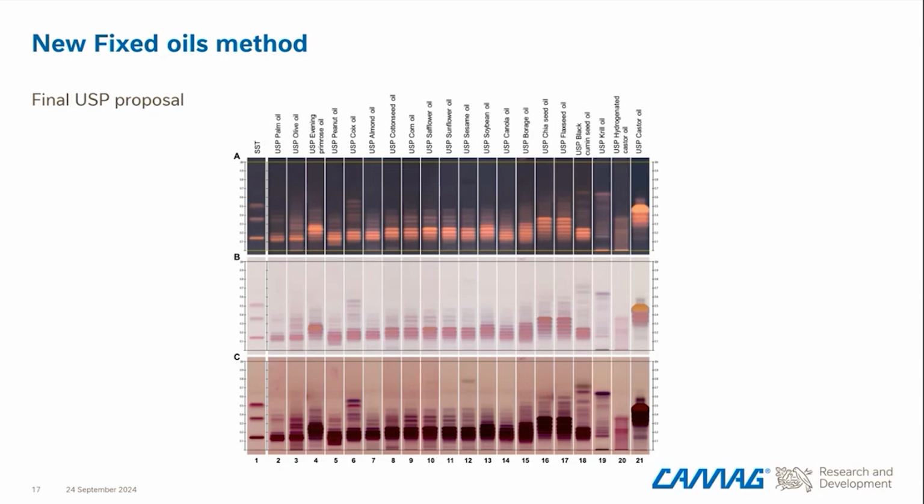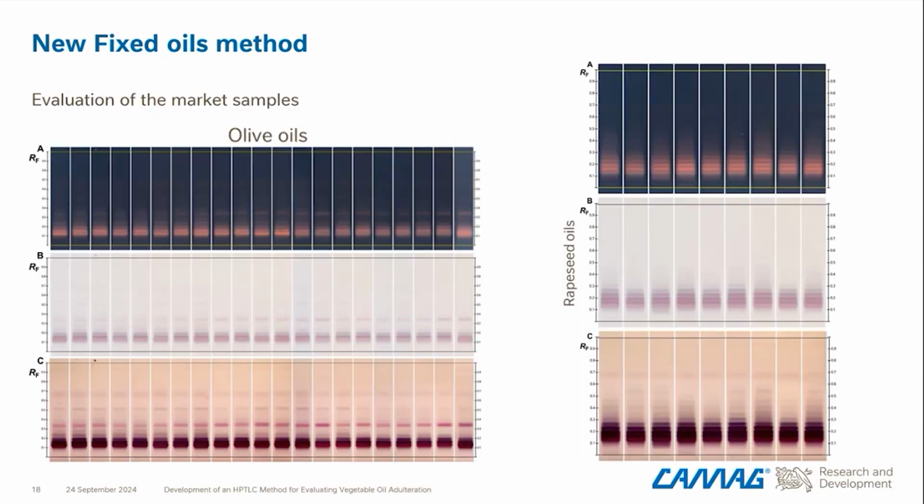In white light, in the detection C, you also have some color information. Some are more pink, some are more violet. So the method is now proposed and submitted, so it will be published for comment, I think, soon.